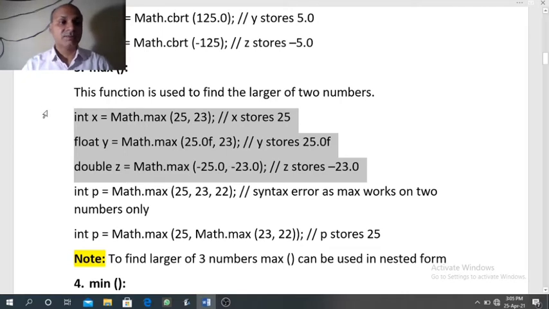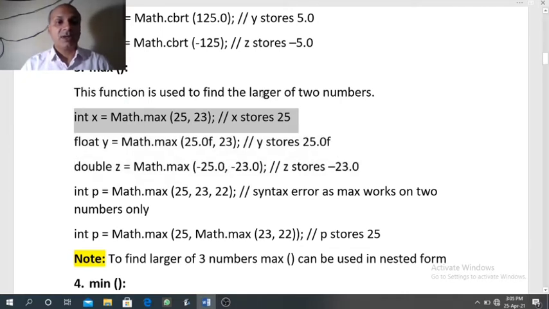In the first example, 25, 23 is passed as arguments. So if the arguments passed are integers, the function will return an integer value, that is y. X is declared integer type, so x will store the larger of 25 and 23, that is 25.